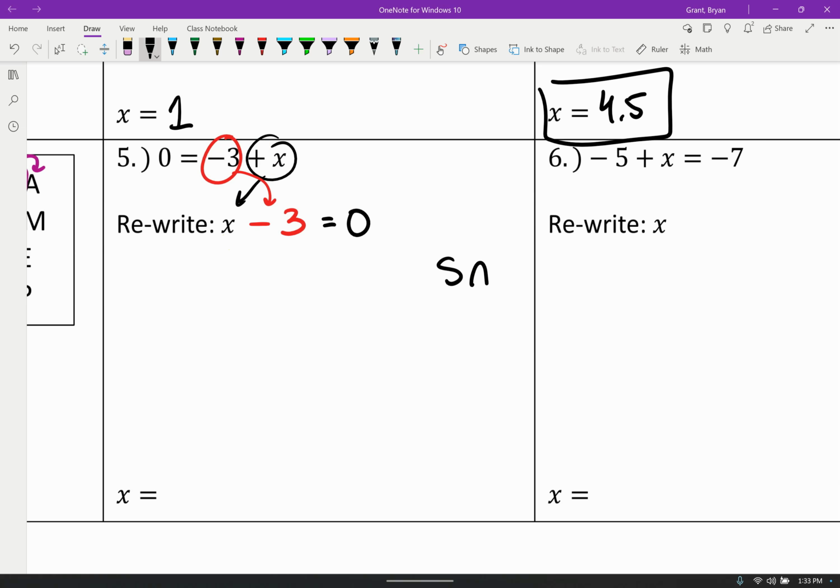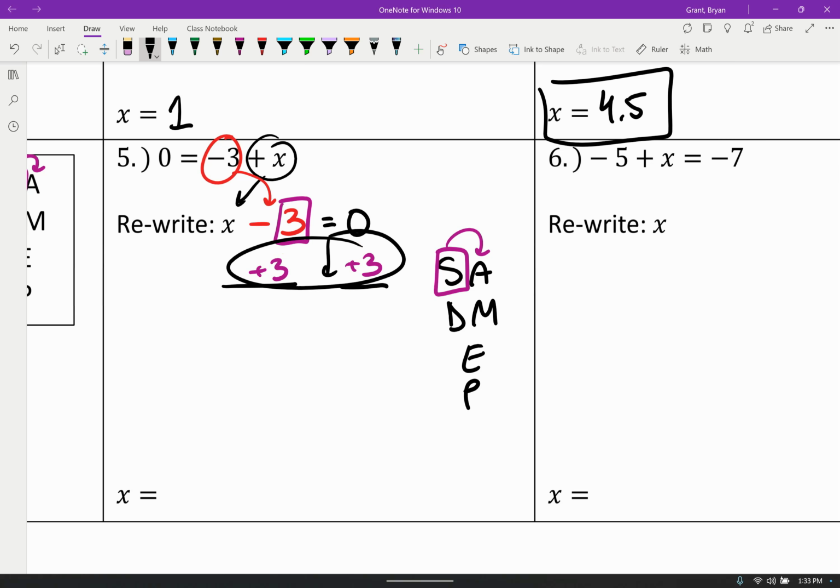All right, I didn't give you guys SADMAP here, and maybe you're becoming pretty confident and you don't need SADMAP, but others of you, it's a really nice strategy to help organize your work, right? It says, okay, what's attached to x? That's a 3. It's subtraction. We know to undo subtraction, we use addition. Bring down that equals. That'll let you make sure that you did something on both sides of the equal sign. That leaves us with x equals 3.